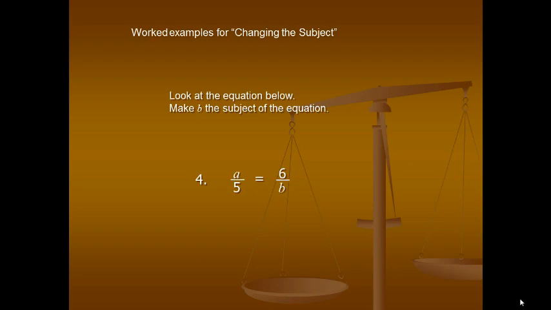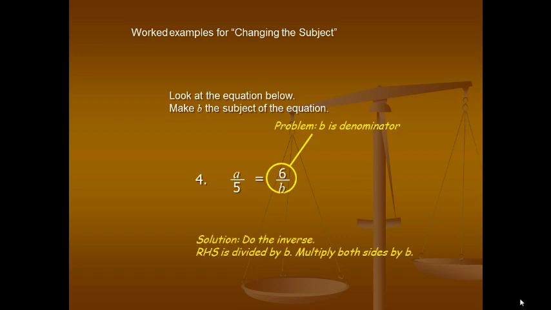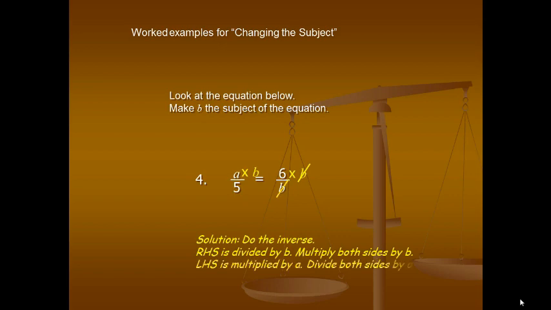Example 4. A over 5 equals 6 over b. The problem is b is the denominator. The solution, do the inverse. The right-hand side is divided by b, so multiply both sides by b. Next, the left-hand side is multiplied by a, so divide both sides by a. Finally, the left-hand side is divided by 5, so multiply both sides by 5.